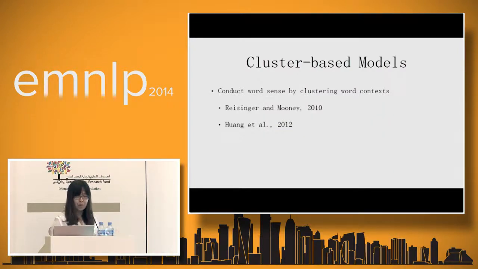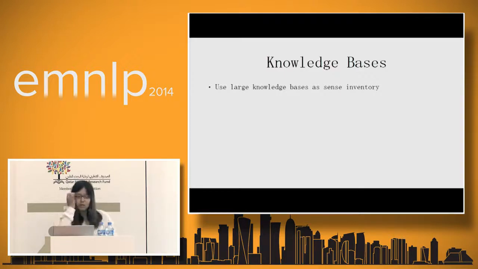Some researchers have proposed some cluster-based models to solve this problem. They mainly conduct word sense by clustering word context. But it is really difficult to determine the number of clusters K for each word. So in those methods, they usually just determine one unified K for all words. That means all words in the corpus have the same number of senses. So, how to determine the number of senses for each word?